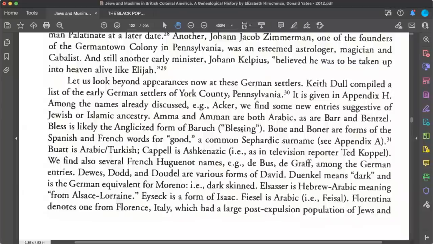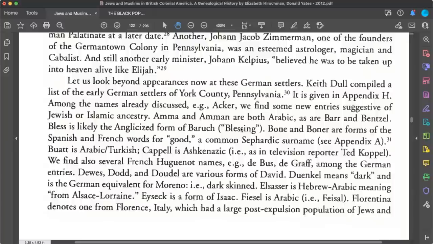Example, Acker. We find some new entries suggestive of Jewish or Islamic ancestry. Amma and Aman are both Arabic, as are Bar and Bentzel. Bless is likely the anglicized form of Baruch, blessing. Bone and Boner are forms of the Spanish and French words for good, Bueno, a common Sephardic surname. Buat is Arabic Turkish. Capel is Ashkenazic, as in television reporter Ted Koppel.